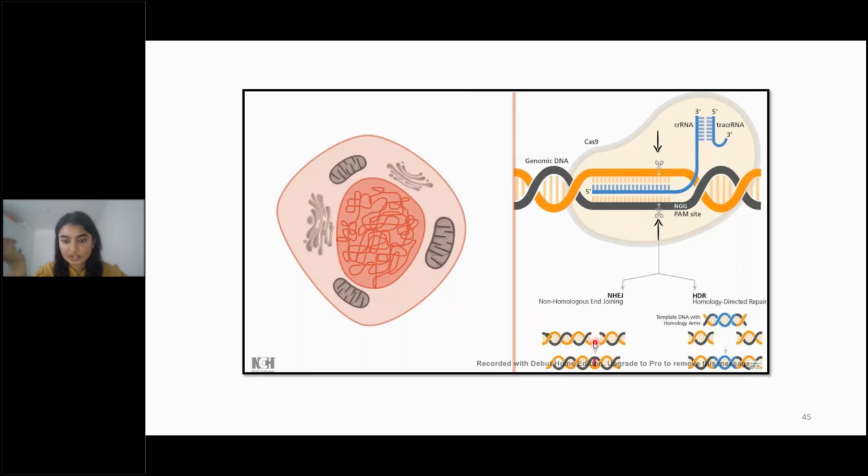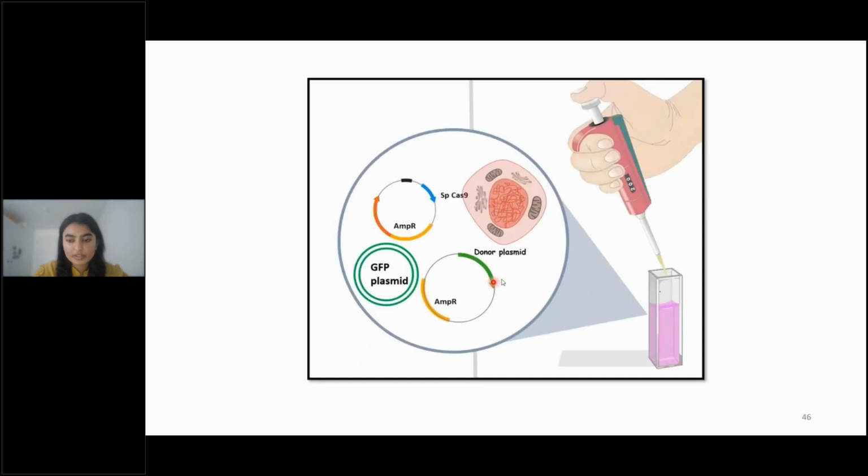So you can see it's just getting joined while creating some mutation in between, so the gene is not functional anymore. And the second is HDR, homology directed repair, where you can literally insert another gene. So yeah, and then what you're going to do is get a plate and put all the plasmids.